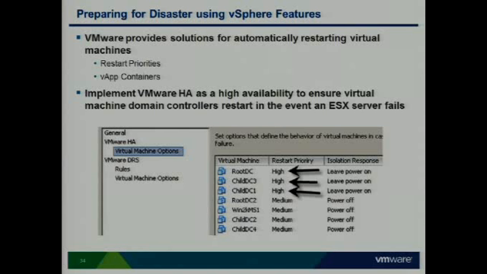Part and parcel to that is, of course, the automatic restarting of virtual machines. Obviously, as we all know here, this is probably not news to everybody. A couple things: your isolation response probably should be leave powered on. And you should probably set those domain controllers as a high priority instead of a low priority, because obviously if there's a catastrophic failure and we have to restart virtual machines, we want to prioritize our virtual machine start process. Remember that vSphere HA will only restart virtual machines that were running at the time of the failure. If those VMs weren't running at the time of the failure, they're going to ignore them.